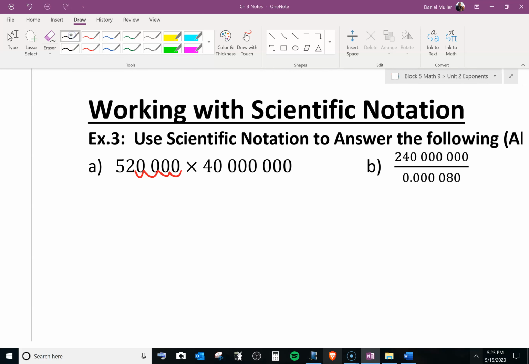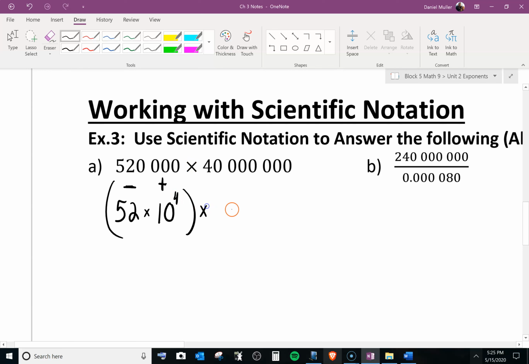So I got 52 times 10 to the, so I moved it over 1, 2, 3, 4. Now I took a big number and I made it smaller. So I'm going to compensate and balance by making this bigger. So that's why it's a positive 4.